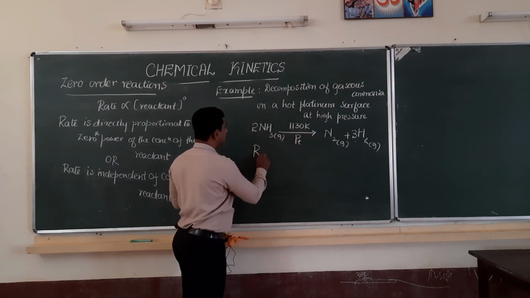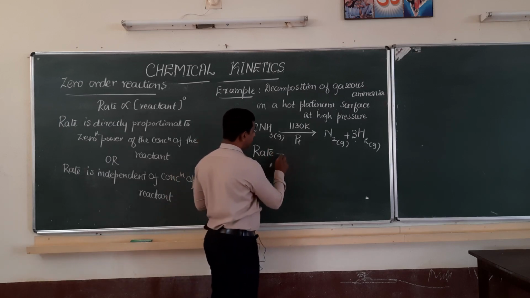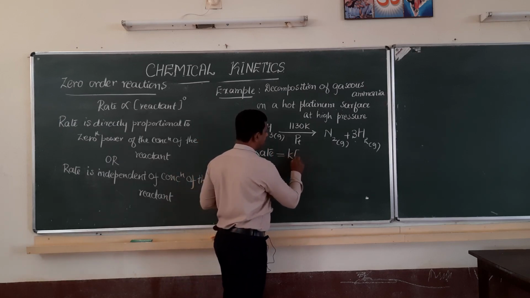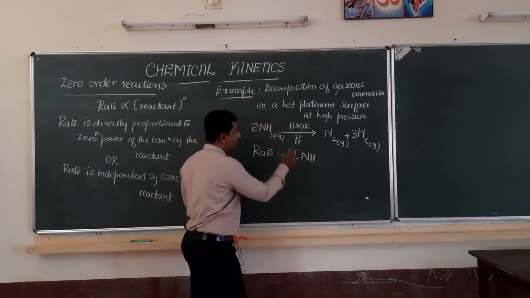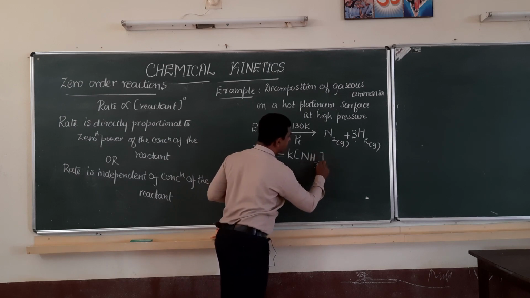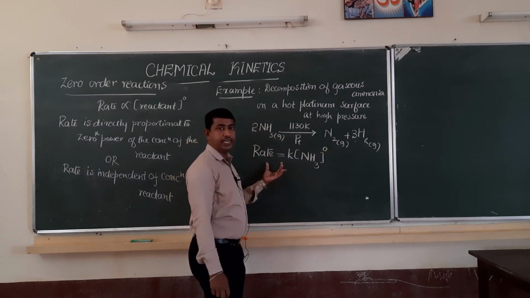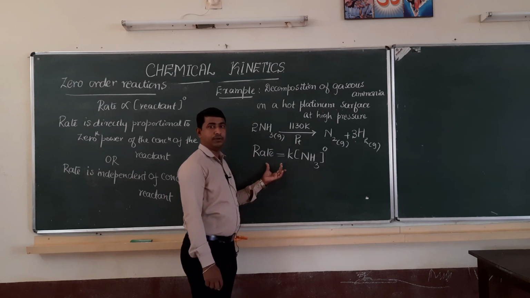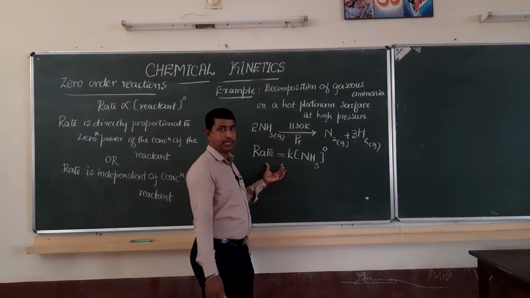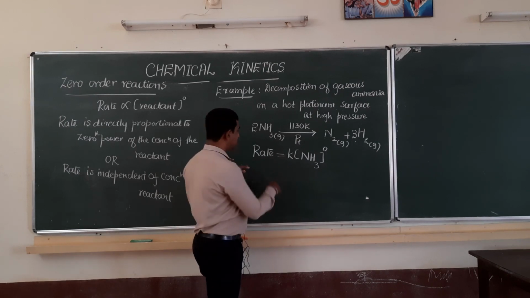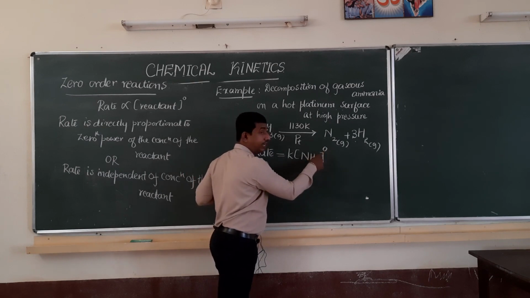So rate law for this reaction can be written like this. Rate is equal to K into concentration of the reactant, which here is ammonia, concentration of ammonia, power 0. Why is it 0? See, rate law is expressed by using the experimental data, or it is predicted by looking at the experimental values. So rate is equal to K into NH3 power 0. Why is it 0?